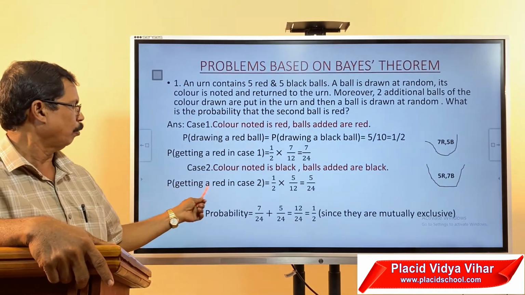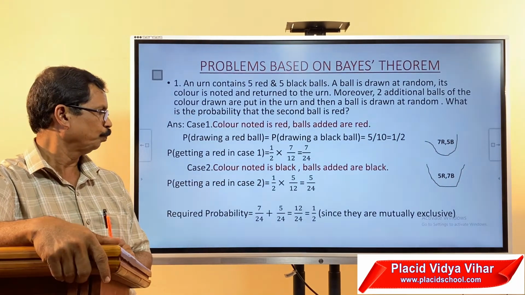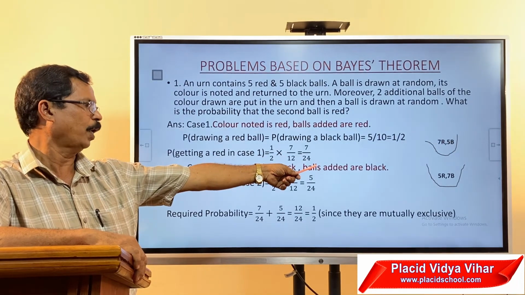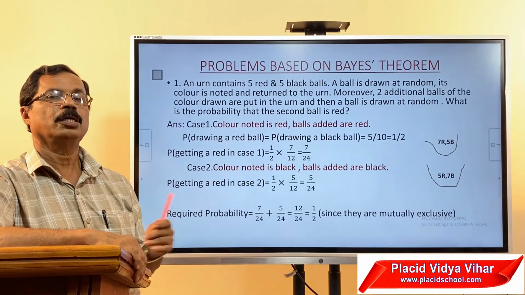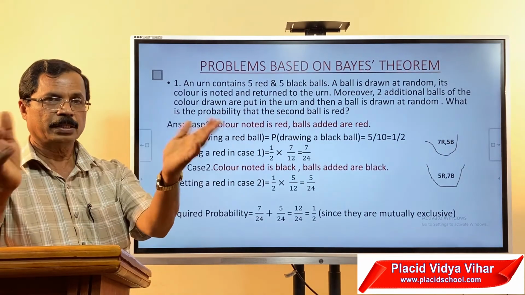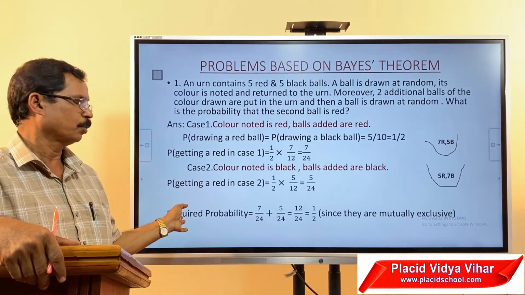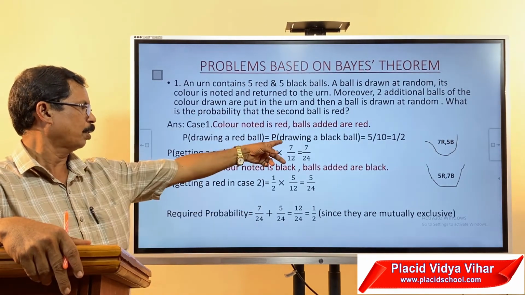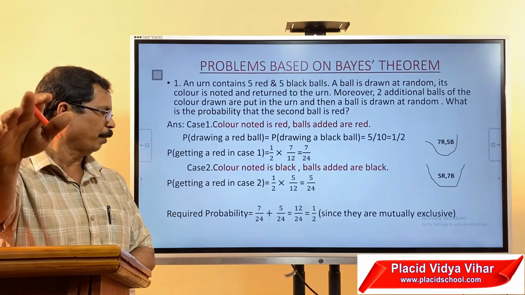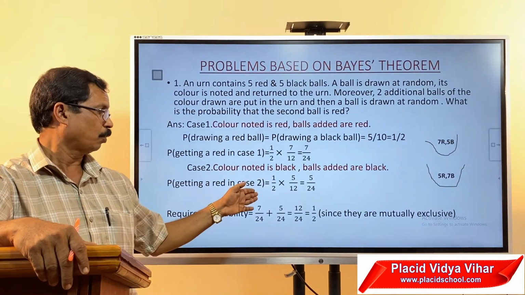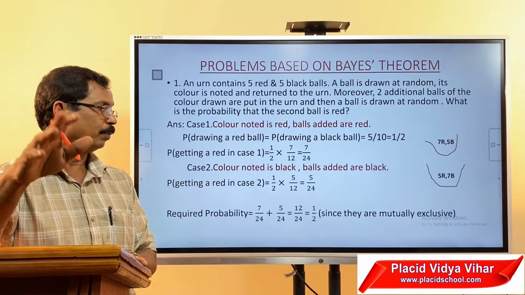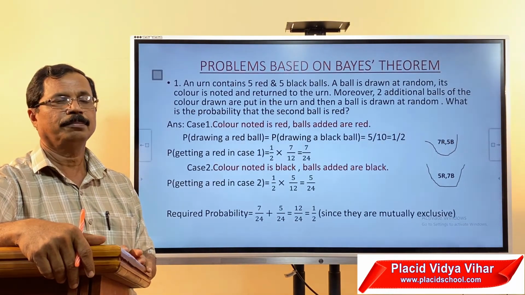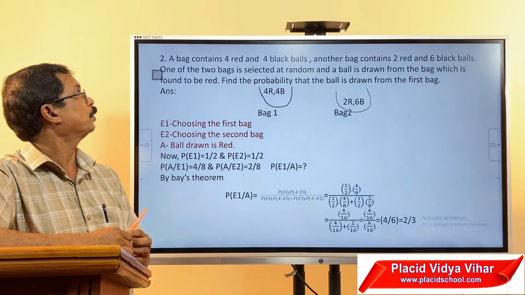So what is the probability of getting a red in case 2? It's also 1 by 2 into the number of red balls, that is 5 divided by 12, which is equal to 5 by 24. So these are two cases and they are mutually exclusive. So how to write the required probability? The required probability is equal to 7 by 24 plus 5 by 24. So your answer is 12 by 24, and it is nothing but 1 by 2, since they are mutually exclusive. Okay, got the idea? Now let us come to the second problem.